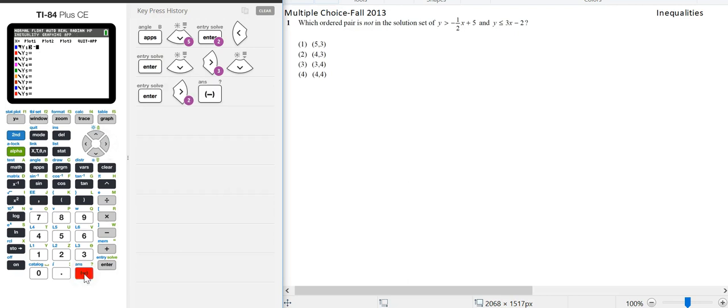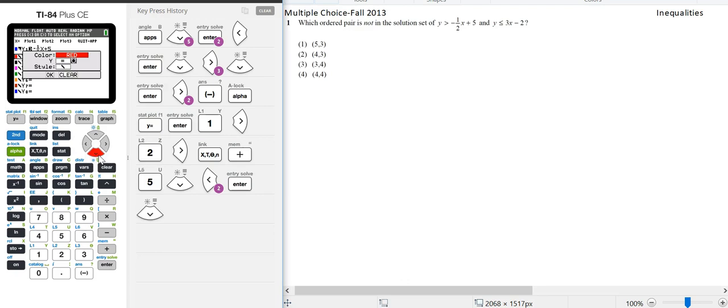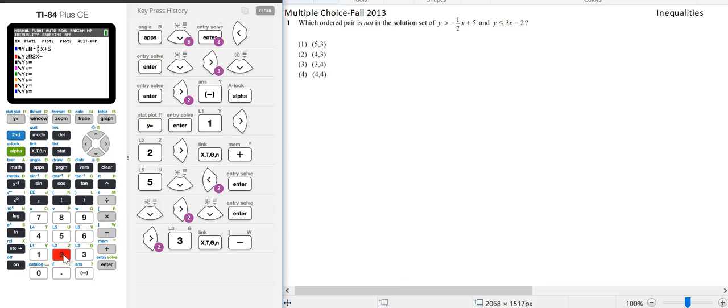We're doing -1/2 x plus 5, and then we're going to do the other one also, y is less than or equal to. So we're going back over the y equals, enter, scroll down, we want to change this to less than or equal to, press OK. Now we have y is less than or equal to 3x minus 2. And let's graph this in the standard zoom. We're going to do zoom 6.